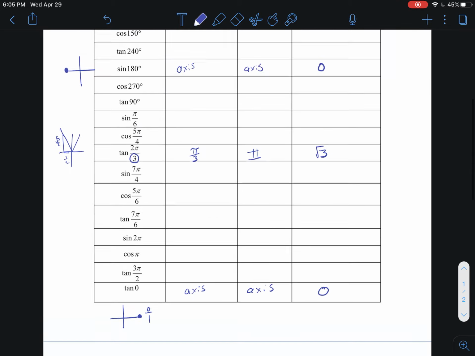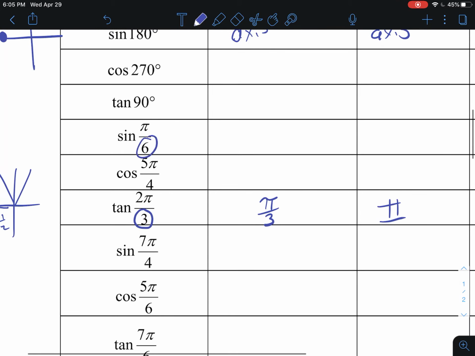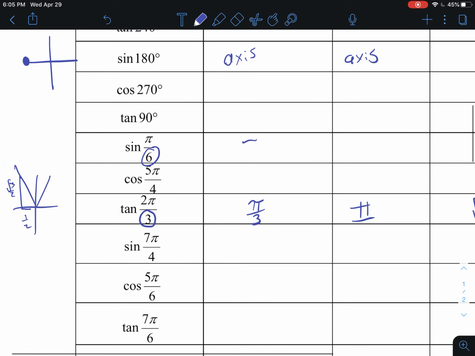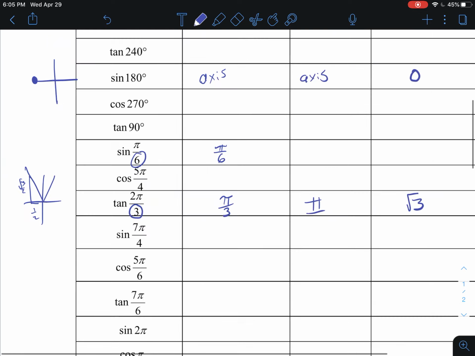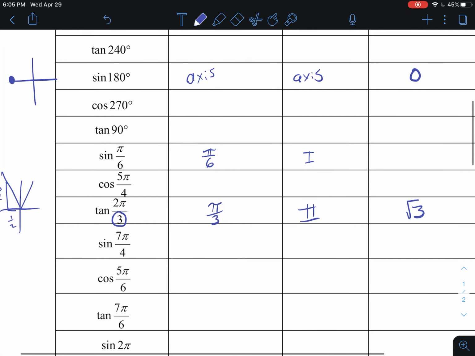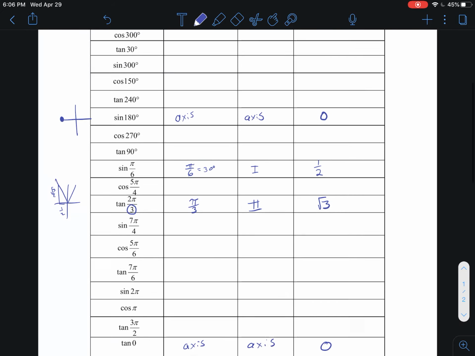Should we do one more? Yeah, let's do the sine of pi over 6. So pi over 6 is going to be the reference angle here because it's a 6 on the bottom. That's going to tell us it's in the first quadrant because it's the same as the reference angle. Sine is the y value. Pi over 6 is equivalent to 30 degrees, if we're talking degrees. So the y value at 30 degrees is 1/2.